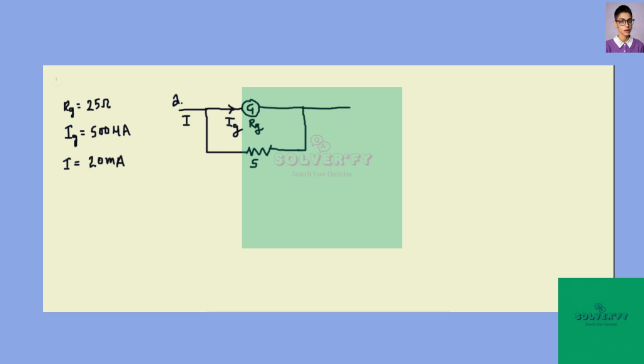So what should be the current through the shunt? This should be I minus Ig. Now the galvanometer and the shunt are in parallel, so what we can write is Ig Rg should be equal to (I minus Ig) S. So to find S, we can write S equals Ig Rg upon I minus Ig.